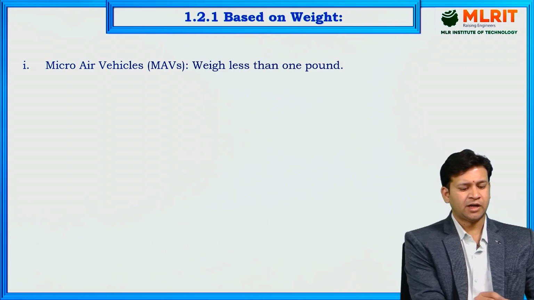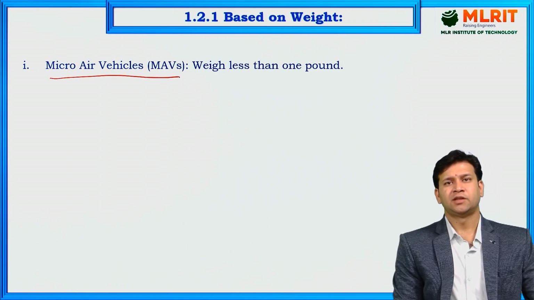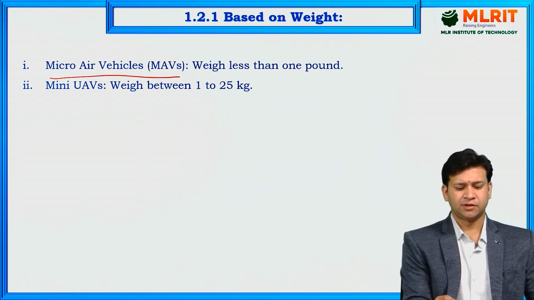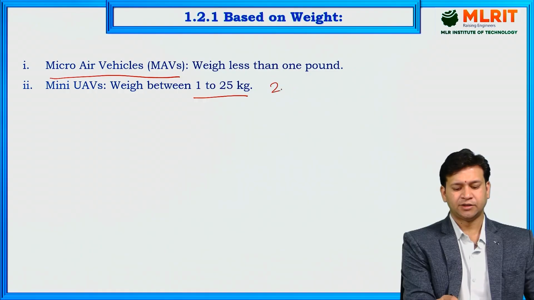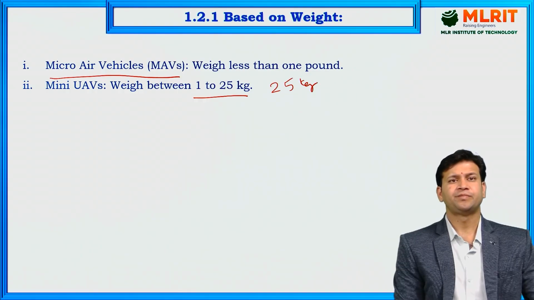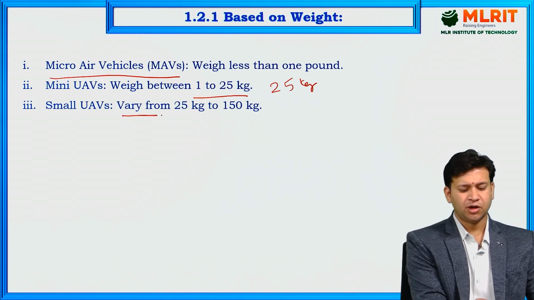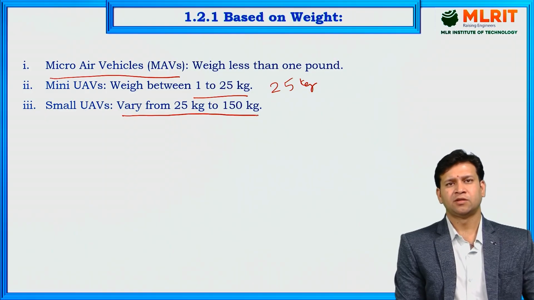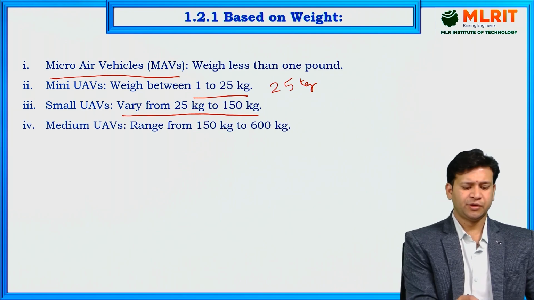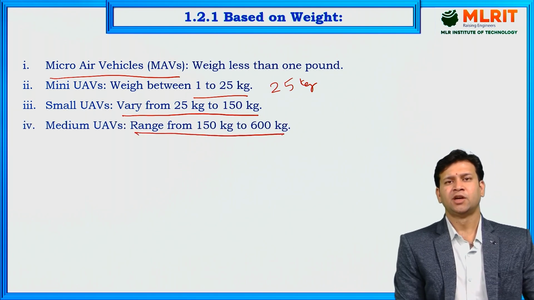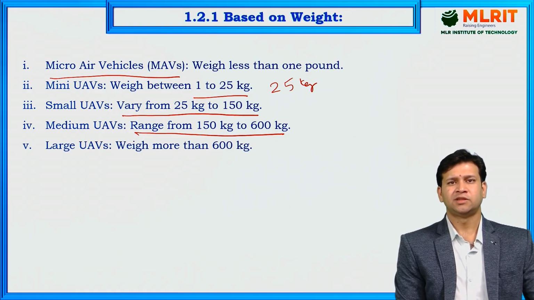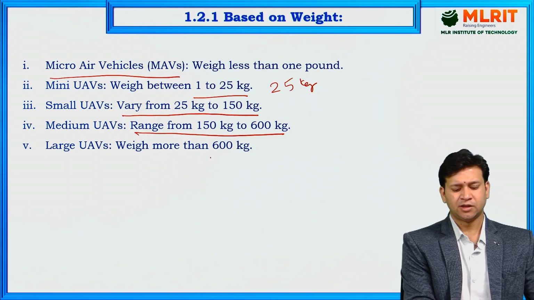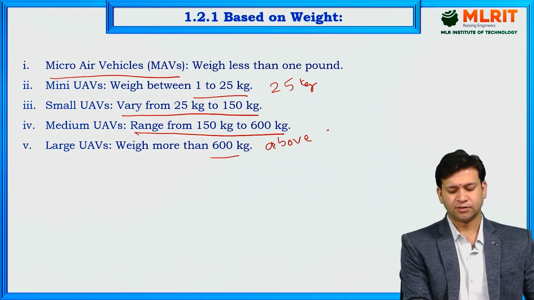Based on weight, we have micro air vehicles, which is less than 1 pound, mini UAVs, which is from 1 to 25 kg, with a maximum takeoff weight of 25 kg. Small UAVs vary from 25 kg to 150 kg, where maximum takeoff weight varies between 25 kg to 150 kg. Medium UAVs range from 150 kg to 600 kg, where maximum takeoff weight is 600 kg. Large UAVs weigh more than 600 kg, where maximum takeoff weight is above 600 kg.